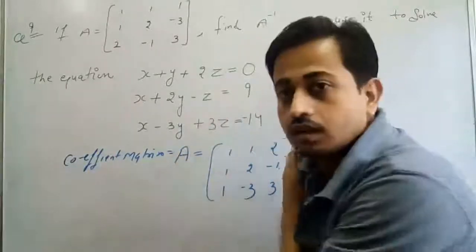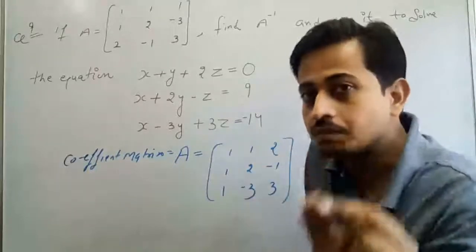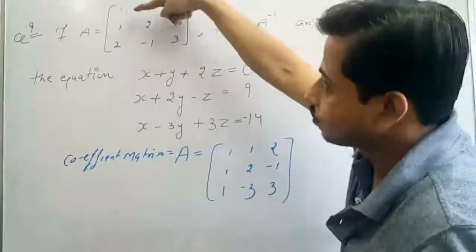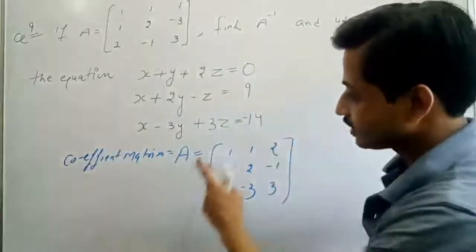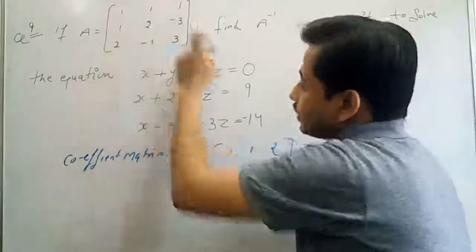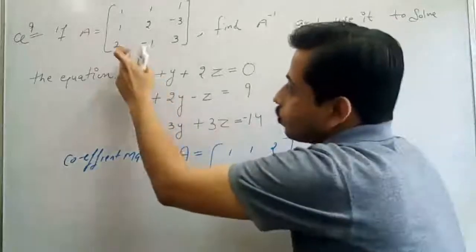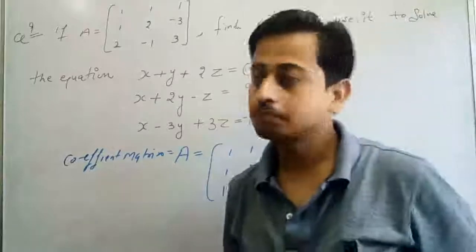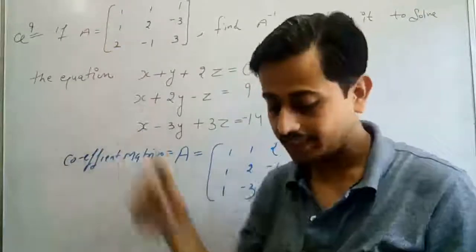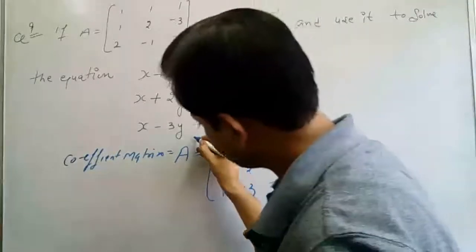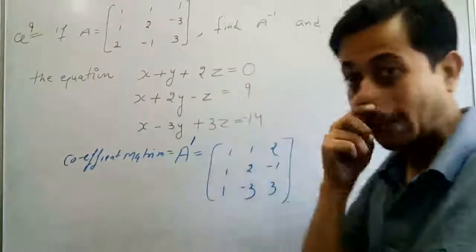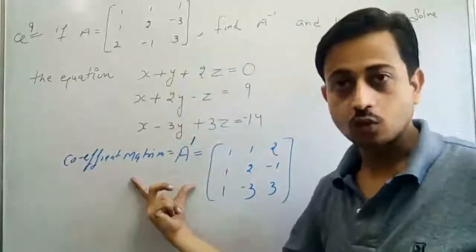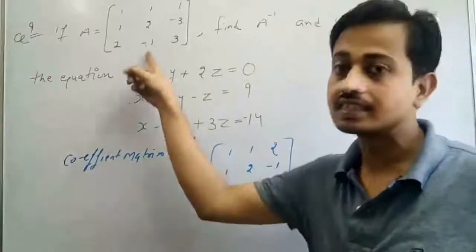Now what can I represent it by? Please take a look: do its transpose. The first row is written as 1, 1, 1. Then 1, 2, minus 3. Then 2, minus 1, 3. This is basically the transpose of A, so I am representing it by A dash. It means we have to use some property to calculate the solution of these equations by using these results.